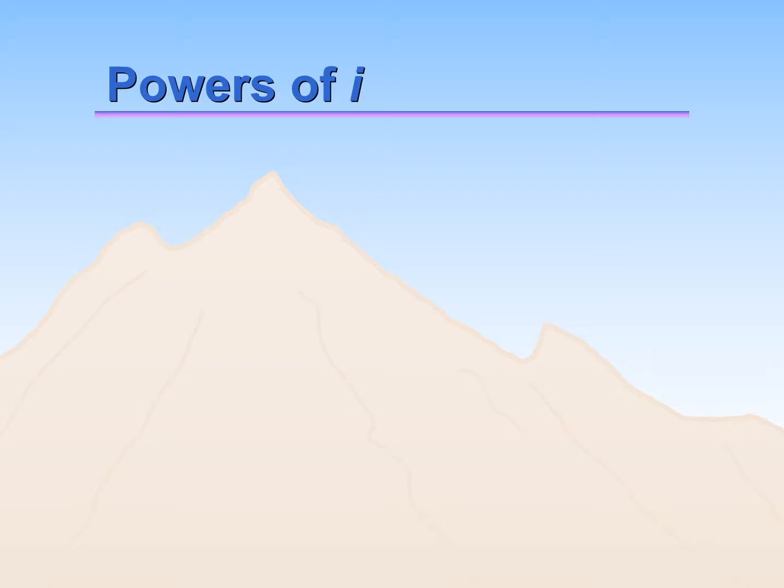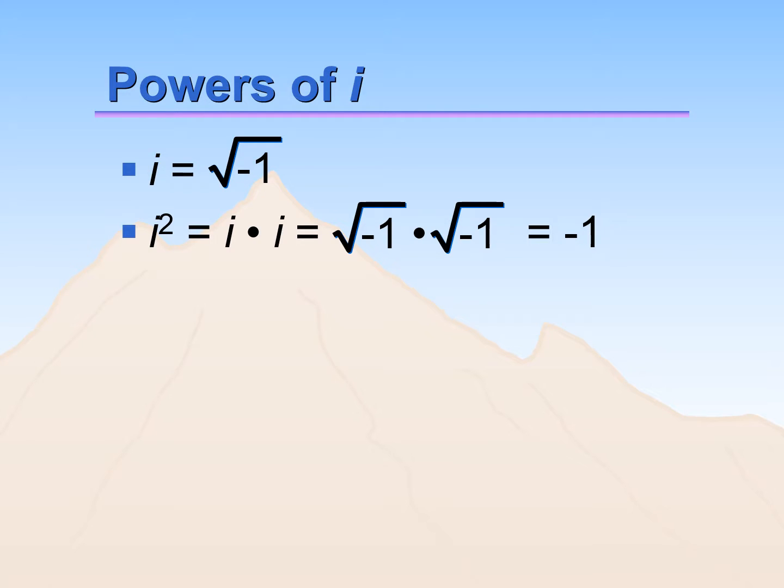So what we can do is take powers of i. To remind you, remember i is the square root of -1. So i squared is the same as saying i times i, which is the square root of -1 times the square root of -1. And we learned in the last chapter that if the indexes are the same and you're multiplying, then they will cancel, leaving you what's inside the radicand, which is -1.